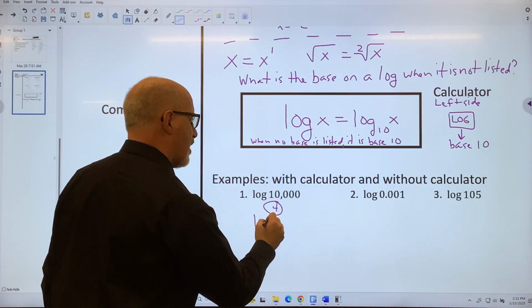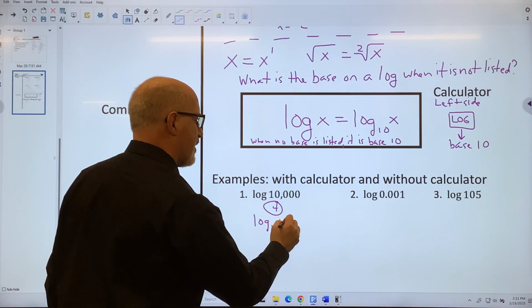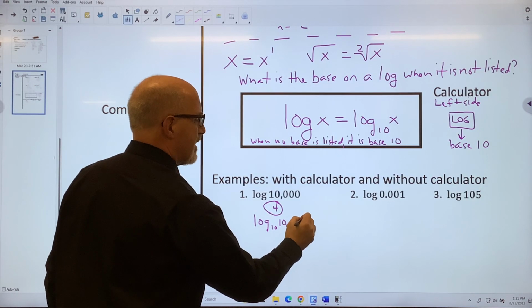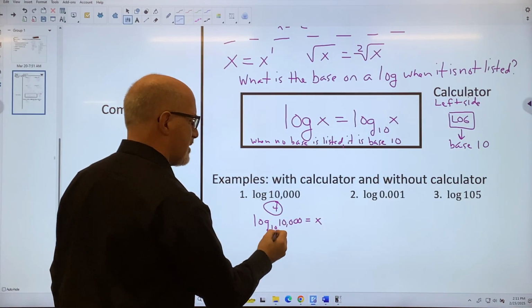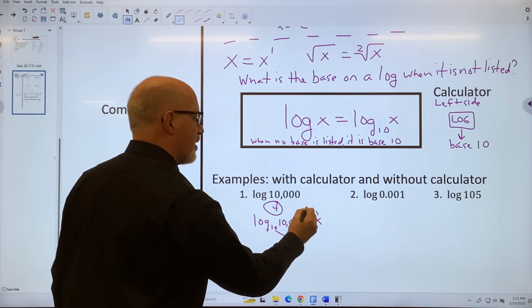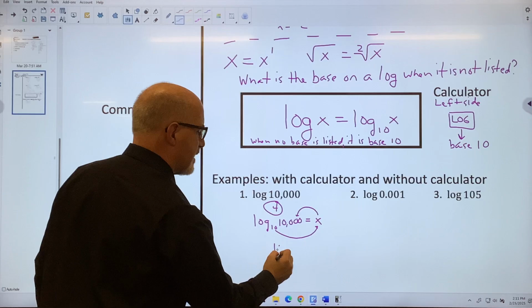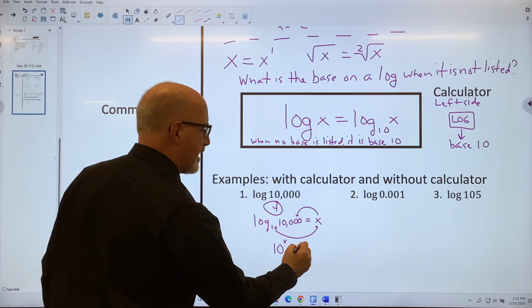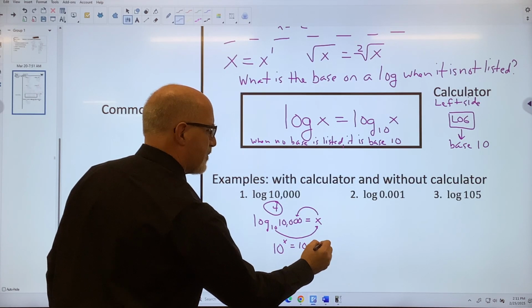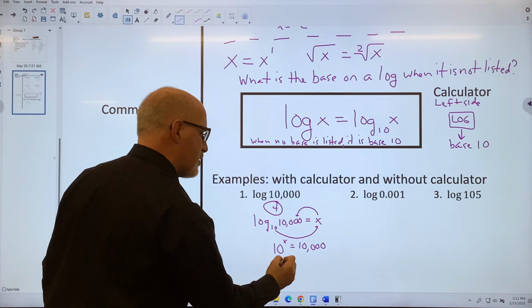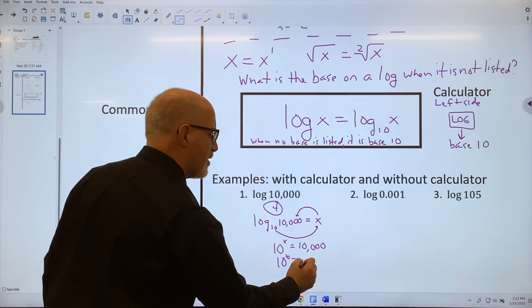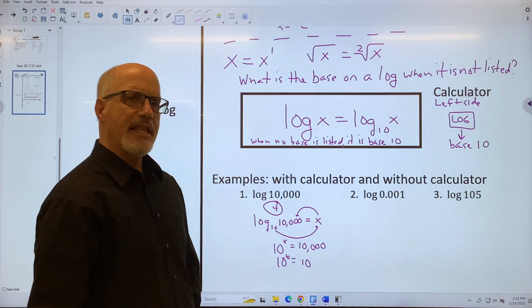Remember, this would be log base 10 of 10,000. To simplify this, set it equal to x. Let's set up our equation. So this is 10 to the x is equal to 10,000. Now, your question you're asking then is 10 to what power is 10,000?